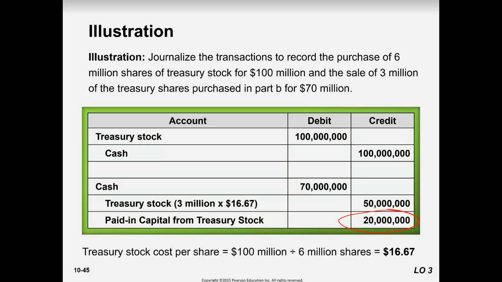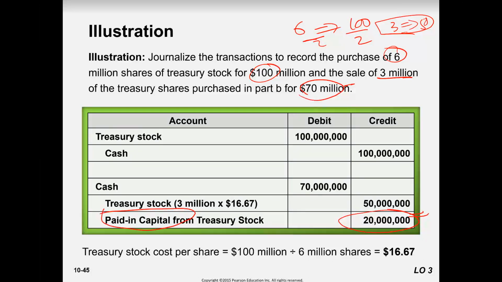All right, 3 million they have sold for 70 million. The cost of those 3 million is going to be 50 million, and they have sold it for 70 million, which means 20 million is a profit, sorry, a premium. So we call this paid in capital, but on treasury stock.